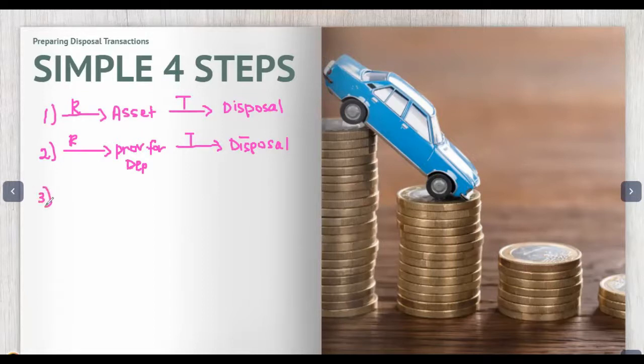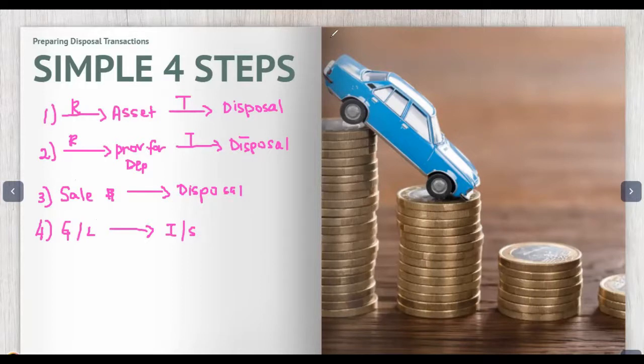Now, thirdly, the third step is basically you record the sale of the asset. Where do you record it? In your disposal account. And finally, the last step is for you to calculate gain or loss on disposal and transfer it to the income statement so that we can calculate profit or loss for the year. Yeah, so that's the four simple steps that you need to know.